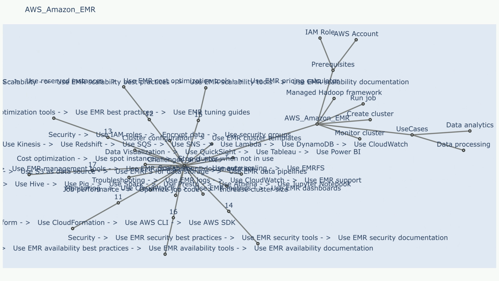Security. Use IAM roles to restrict access to resources and manage permissions. Encrypt data at rest and in transit using encryption mechanisms. Use security groups to control network access to the cluster. Apply security best practices for data storage, access, and management.